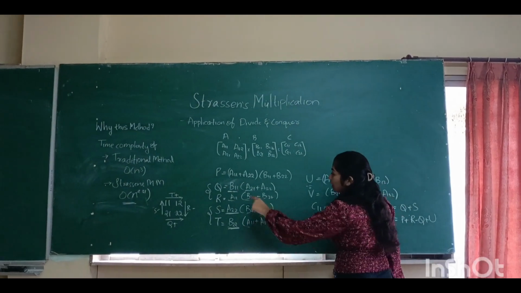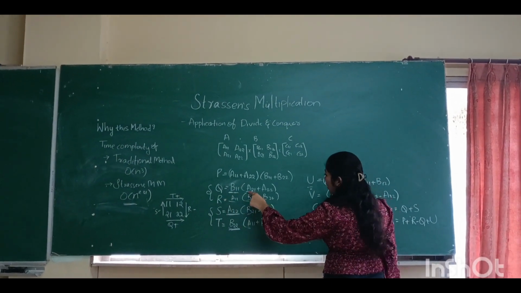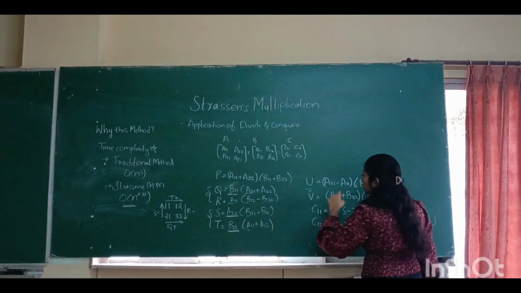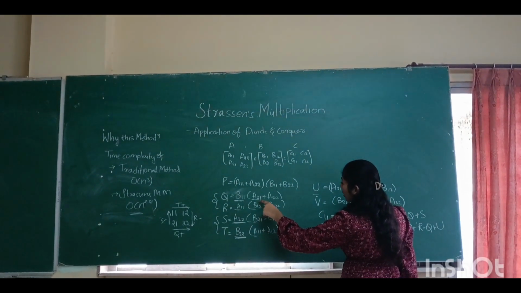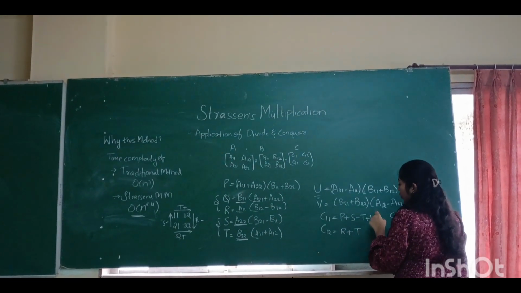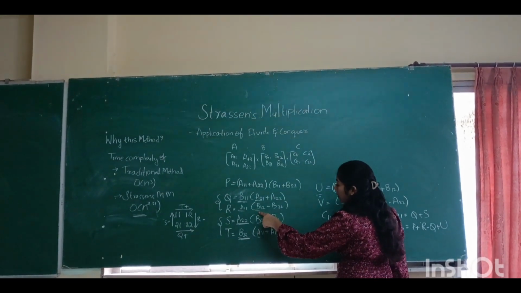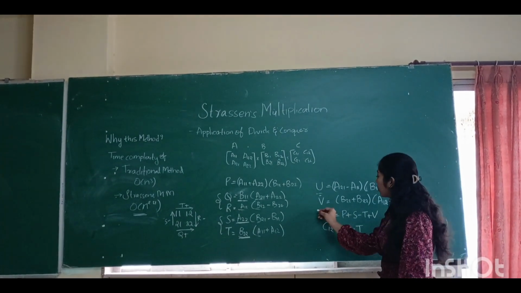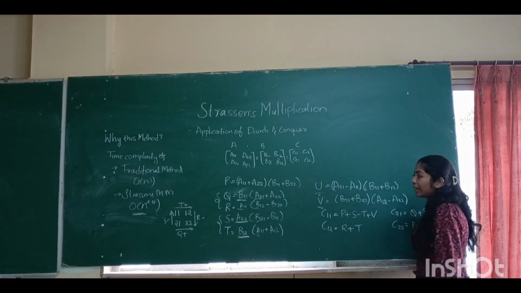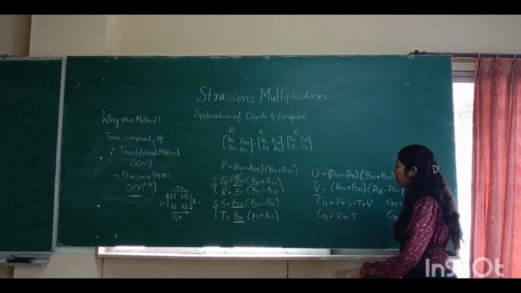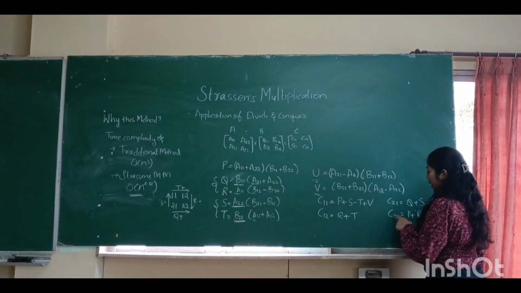Coming to V, consider Q and R. If there is A, you should write B here, and if there is B, you have to write A. So here it is given as A21 plus A22. So you should write B21 plus B22 into, here B12 is given, so you should write A12 minus A22. Like this you will derive the formula for V. By these formulas, you can derive the final matrix multiplication for C11, C12, C21 and C22.